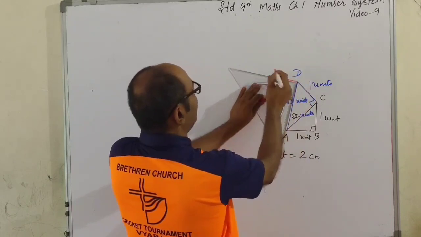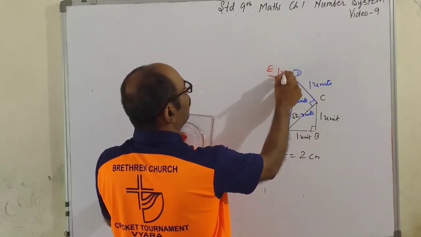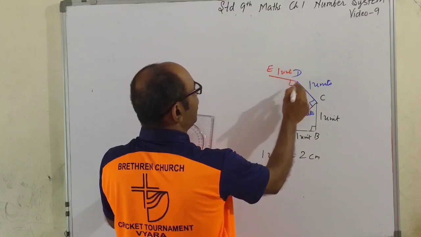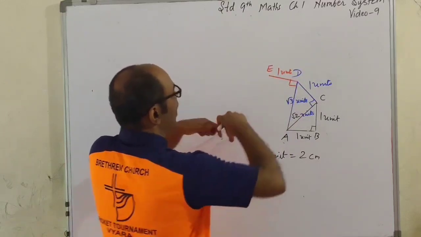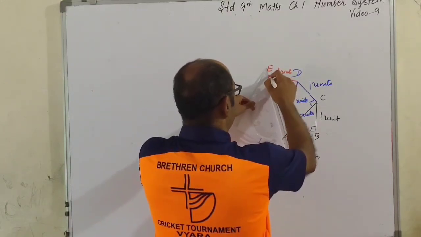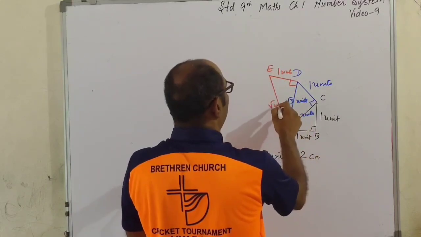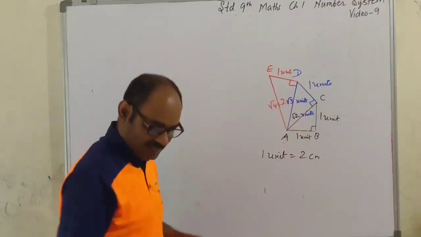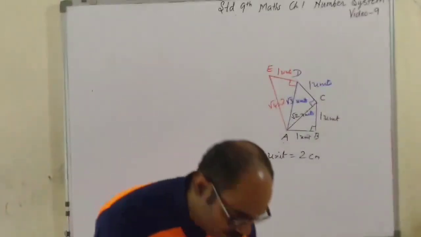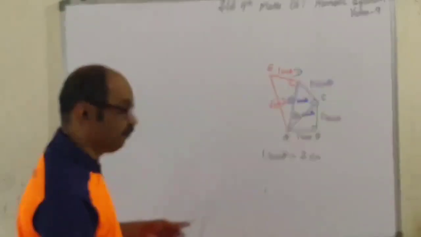All right, this point is E, 1 unit. Don't forget that, 1 unit. Right angle, don't forget that. And then you draw the hypotenuse AE. And this is root 4, which is 2 units. Correct? Go ahead. You want root 5, root 6 now.